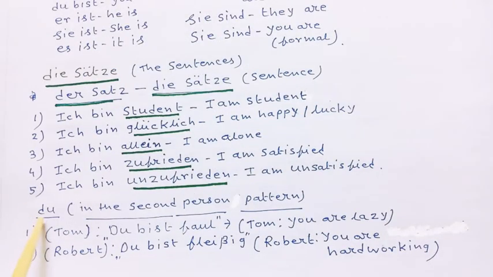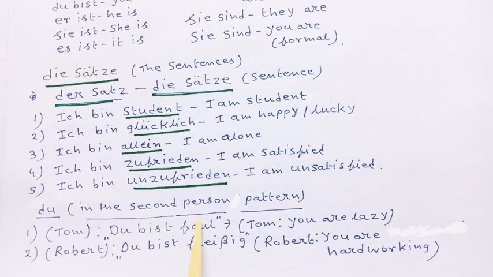Now du. This one, du bist, in the second person pattern. When we say anything in the second person, that will be a dialogue. For example, Tom, du bist faul. Tom, you are lazy. Robert, du bist fleißig. Robert, you are hardworking. So the second person application will be in dialogue form.